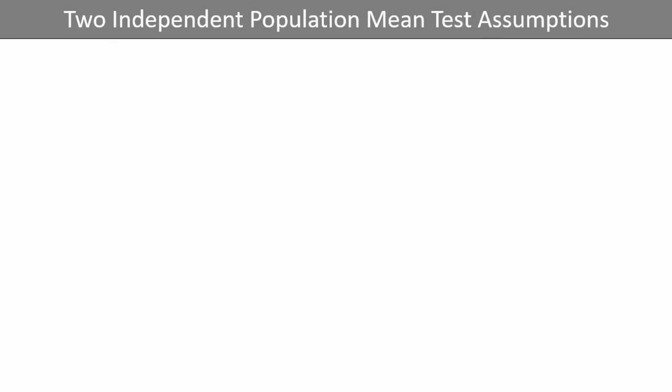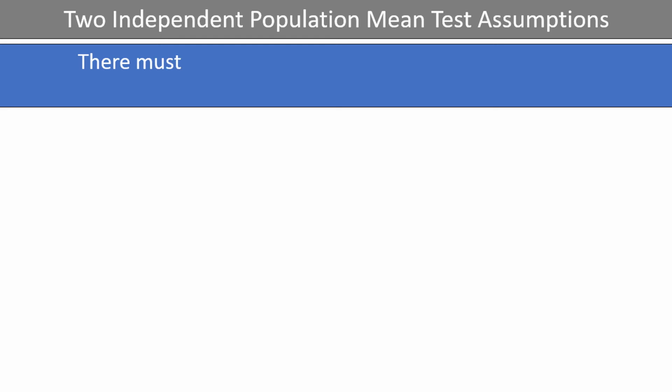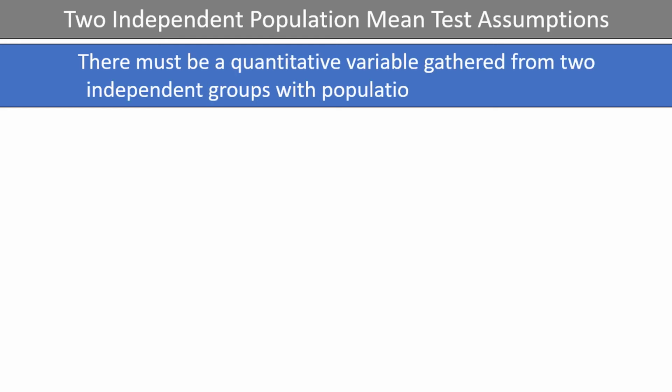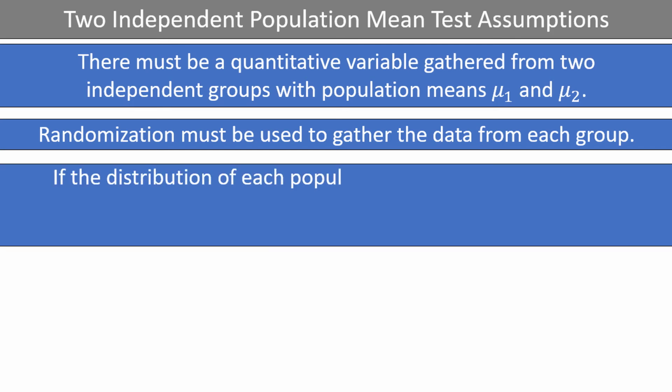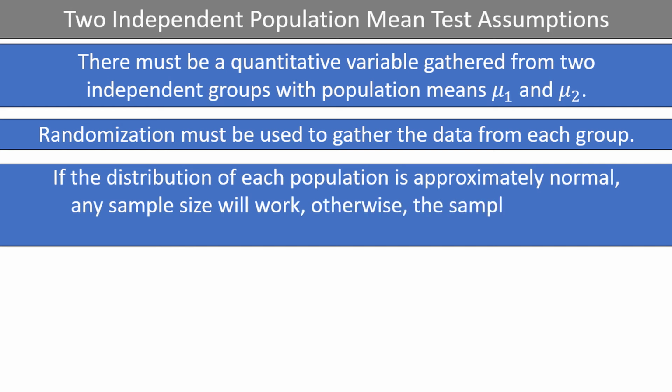Let's talk about the assumptions of the two independent population mean test. There must be a quantitative variable gathered from two independent groups, with population means mu1 and mu2. Randomization must be used to gather the data from each group. If the distribution of each population is approximately normal, any sample size will work. Otherwise, the sample size from each group must be at least 30.